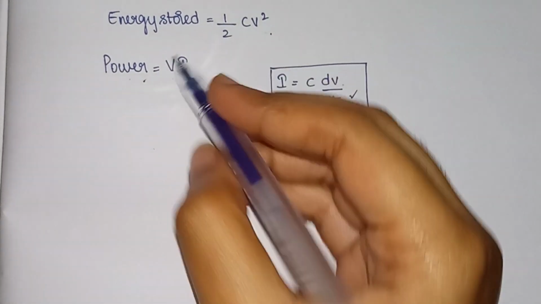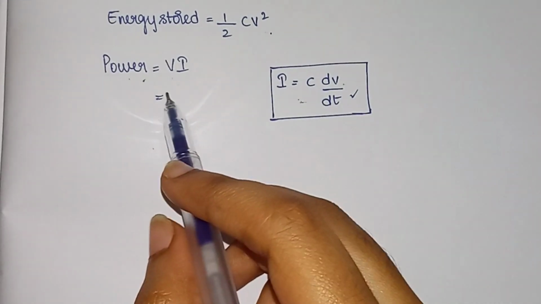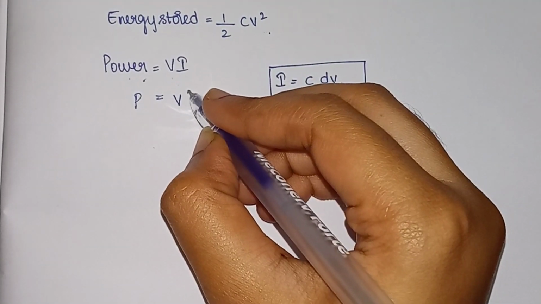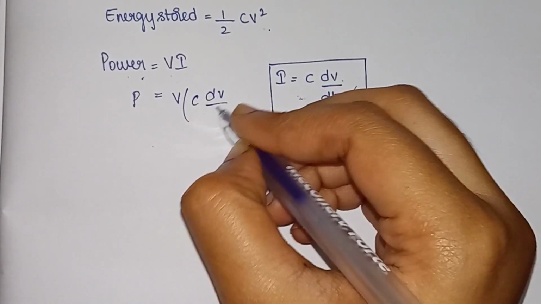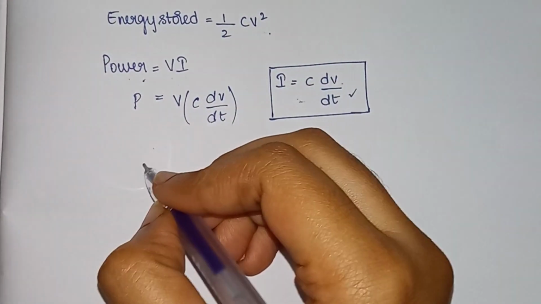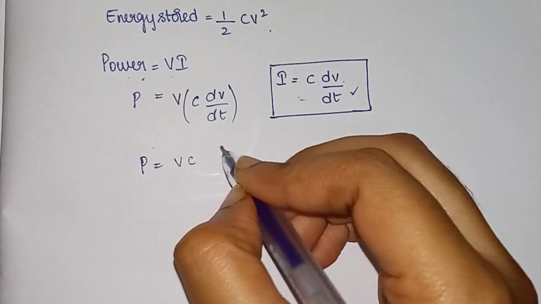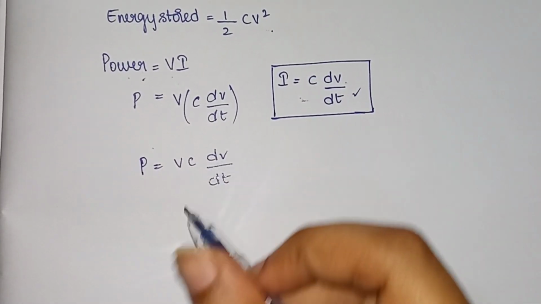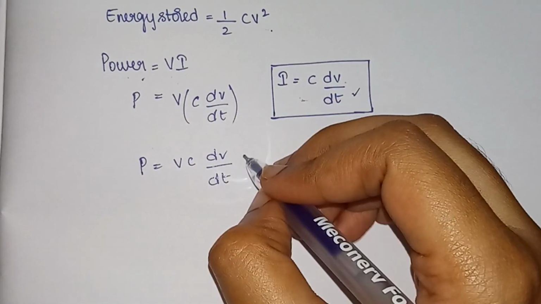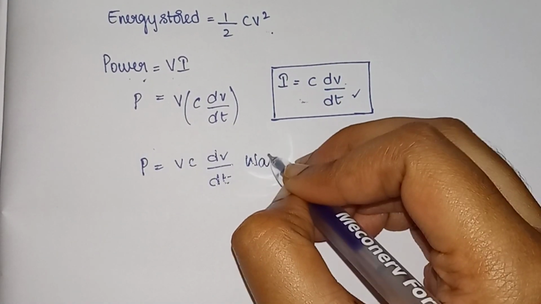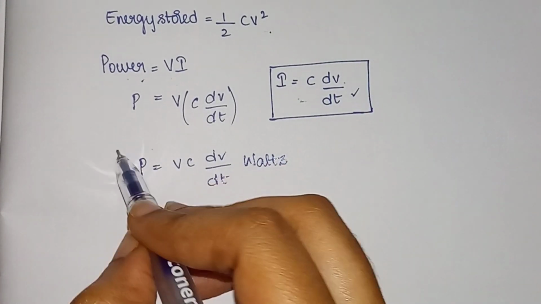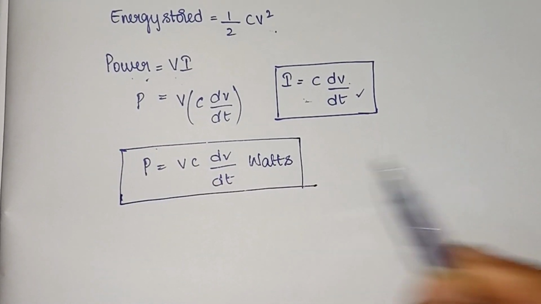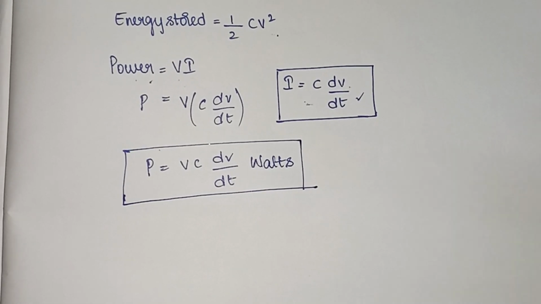So substitute చేస్తే ఏమవుతుంది అప్పుడు మనకి P is equal to V into I, plus లో C into dV by dt ని substitute చేస్తాం. C into dV by dt. So we'll get P is equal to Vc dV by dt, and this particular power is measured in terms of watts kabatti we write watts here. So power equation formula P is equal to Vc dV by dt. This is the equation of power.